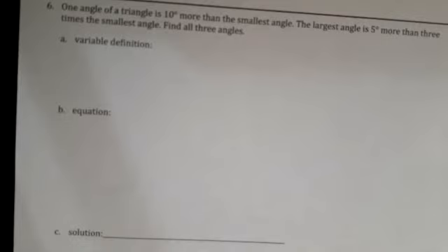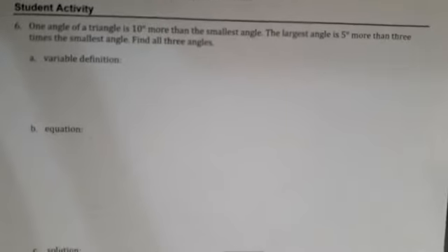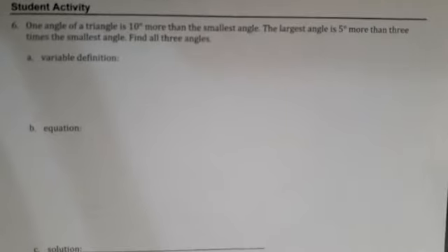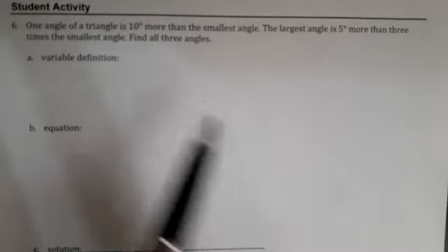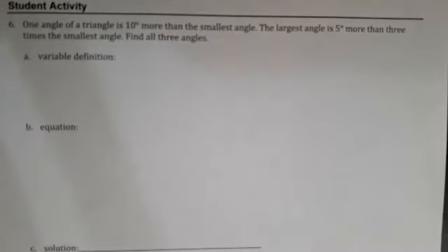6. So one angle of a triangle is 10 degrees more than the smallest angle. The largest angle is 5 degrees more than 3 times the smallest angle. Find all 3 angles. Okay. So what are we looking for? How many variables should we have, I guess, is the first question, right? And I think it's right here. It says find all 3 angles. So there are going to be 3 angles. So you can do X, Y, Z, A, B, C, D, E, F, anything you want. You got to find 3 letters. So I think I did A, B, C.